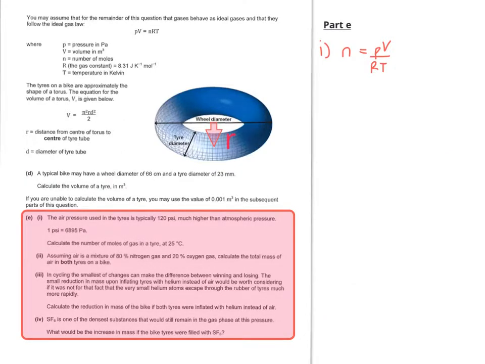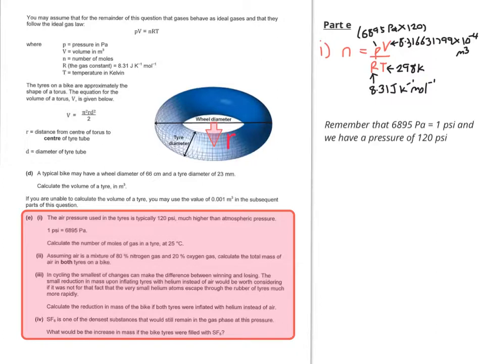So moving on to part E, the first part asks you to calculate the number of moles of gas in the tire at 25 degrees C. So if we put the numbers in, we can quite easily work it out. So I nearly made a mistake there. In my pressure, I forgot that they'd said that 6895 pascals is 1 pound per square inch, psi. So we have a pressure of 120 psi, so we need to multiply 6895 pascals times 120.